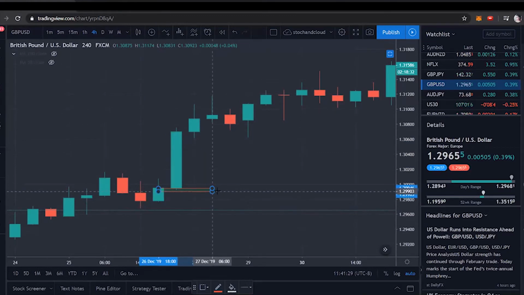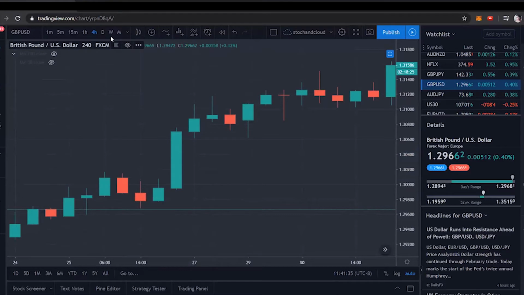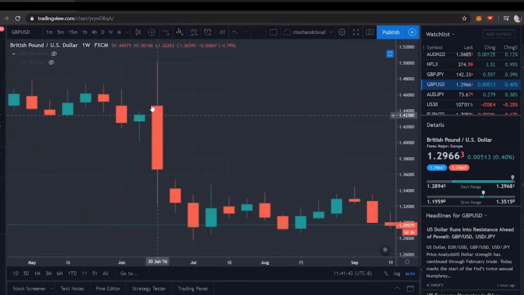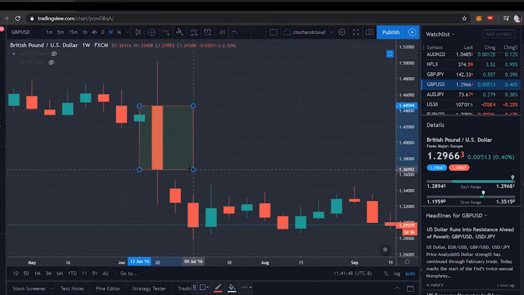So it was red at one point, but then it moved up like that. So this is very useful information, especially if you're looking at higher time frames. For example, if you're looking at the weekly or the daily, you can see here it opened up here and it closed down here exactly. This is the whole body, this is where it opened, this is where it closed.